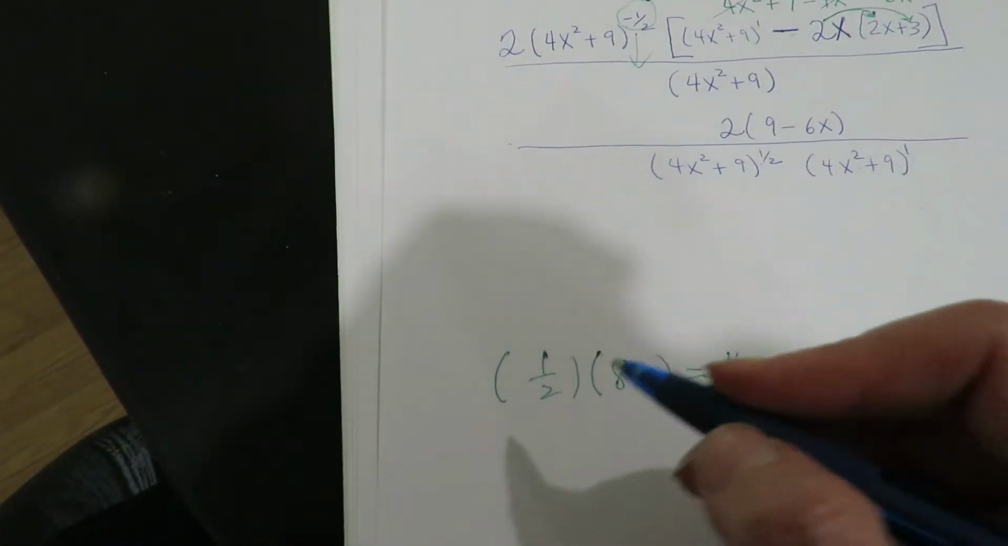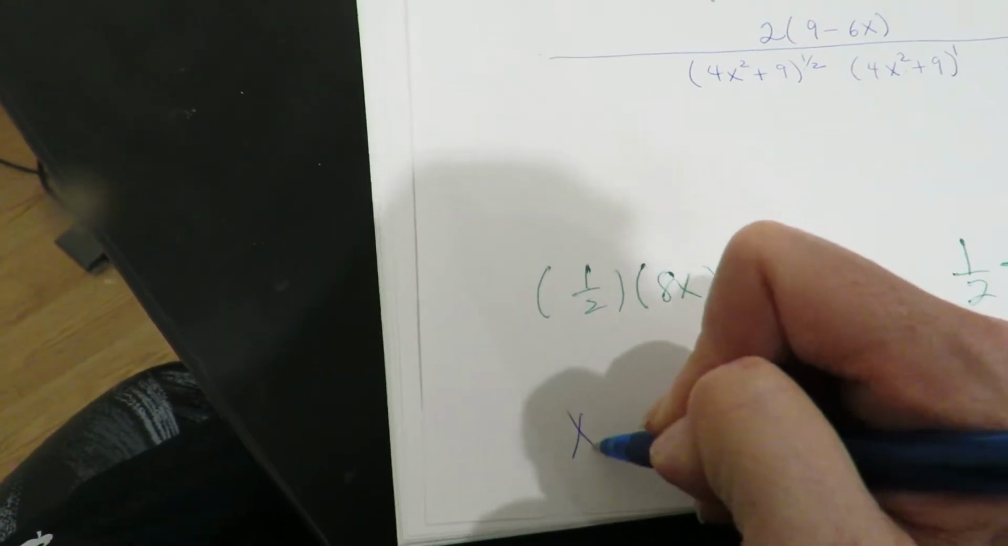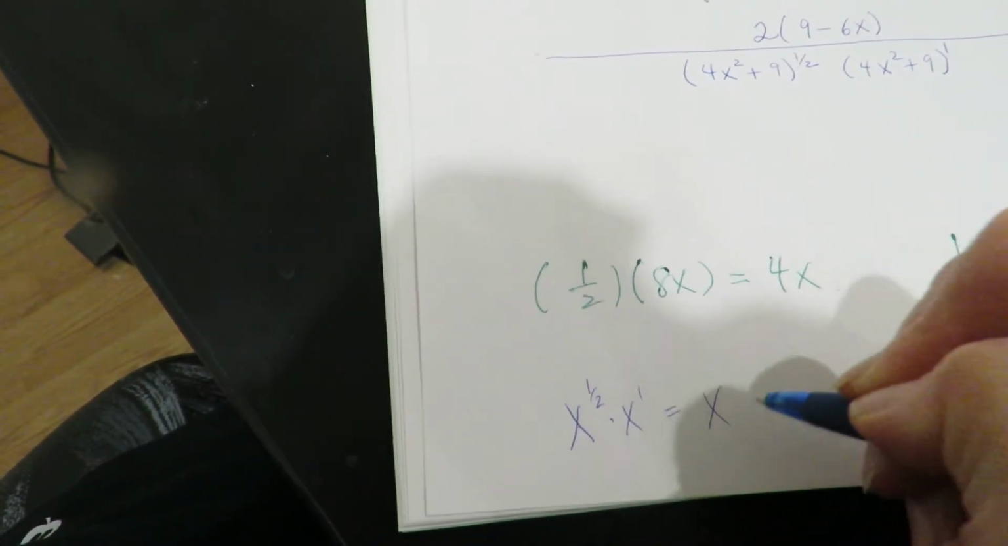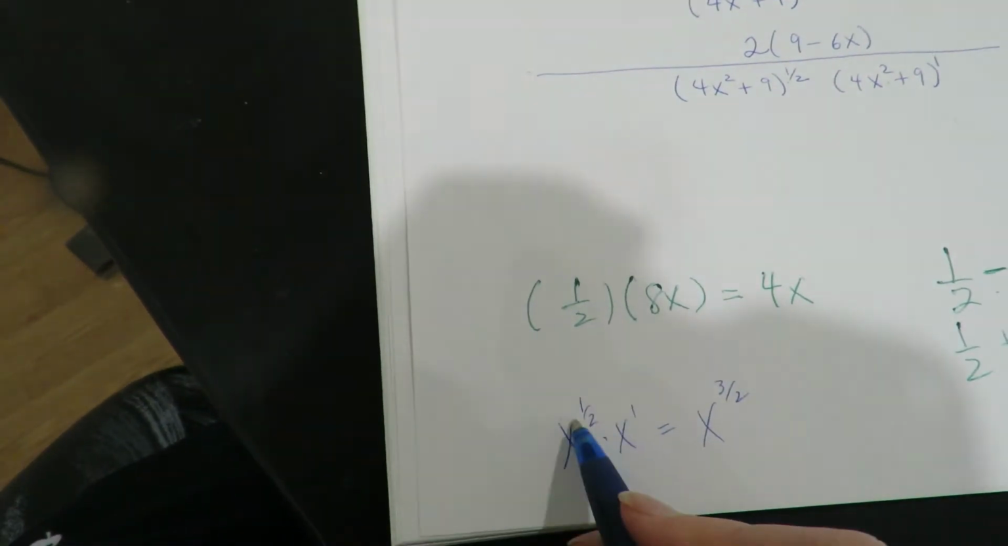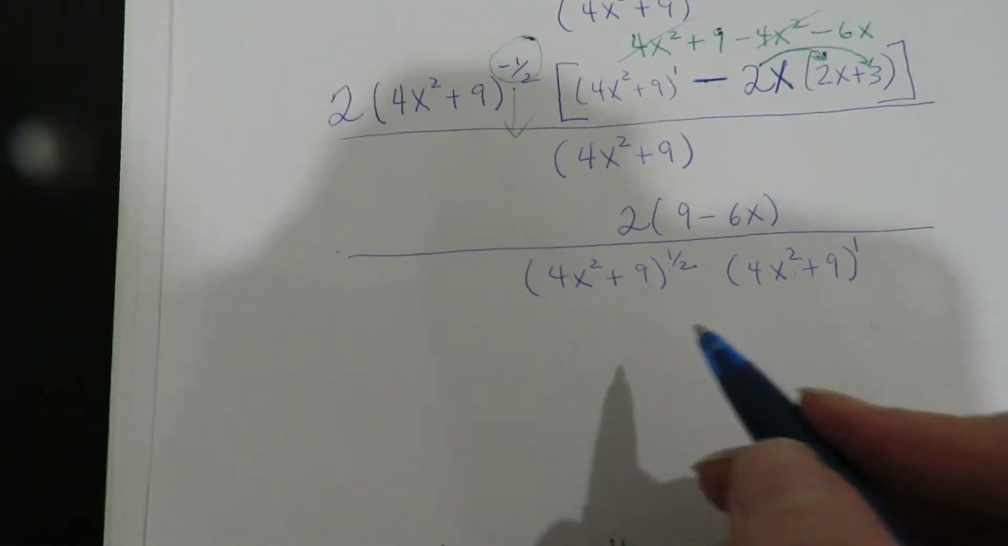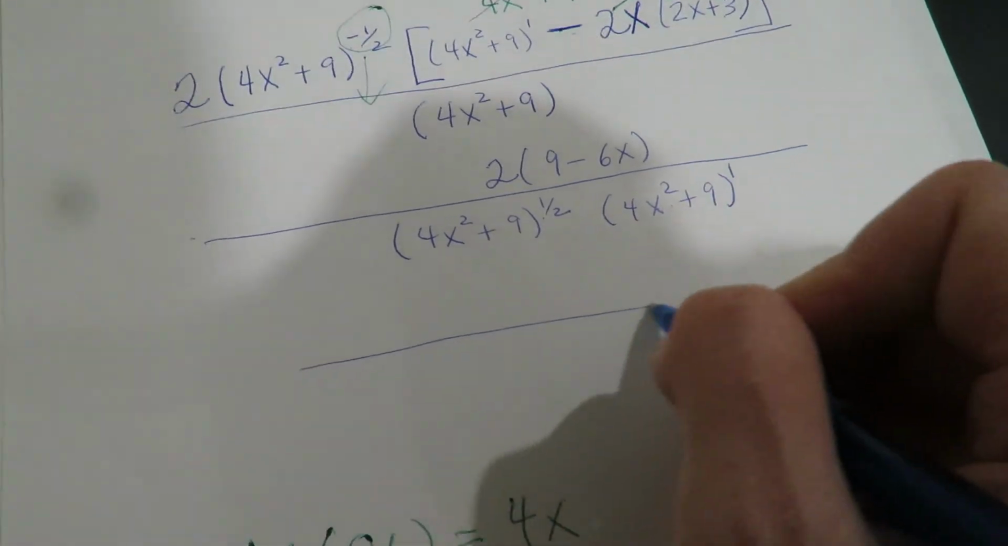Remember, when things are neighbors, you can add them. I'll make up a quick example here. When things are neighbors, you add them. 1/2 plus 1 is 3/2. So it's the same idea here, just the base is more sophisticated. But it's the same idea.